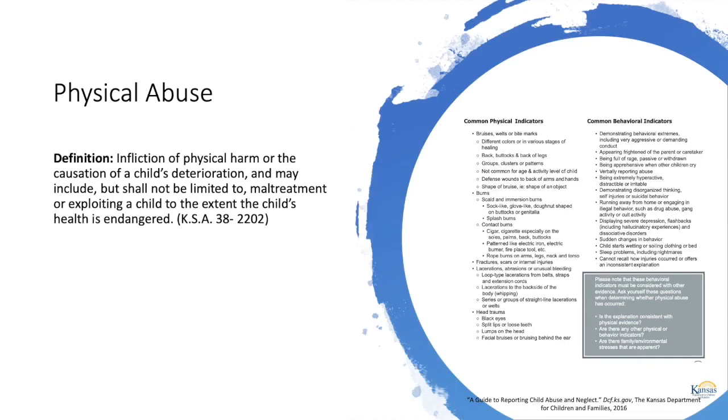Both physical and behavioral indicators of child abuse may be evident. Physical indicators should be considered based on inconsistent medical history, the child's developmental state, and the presence of other indicators if known. Pictured here are common physical and behavioral indicators of physical abuse. This is a list of common indicators and is not all-inclusive, as there could be other indicators present.